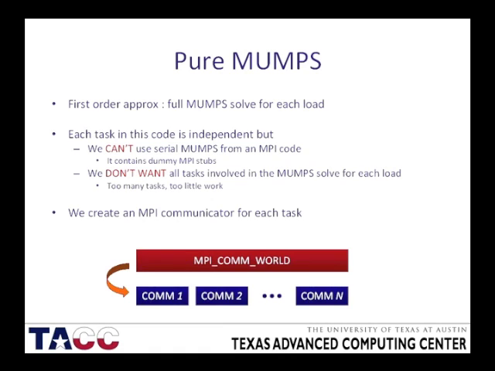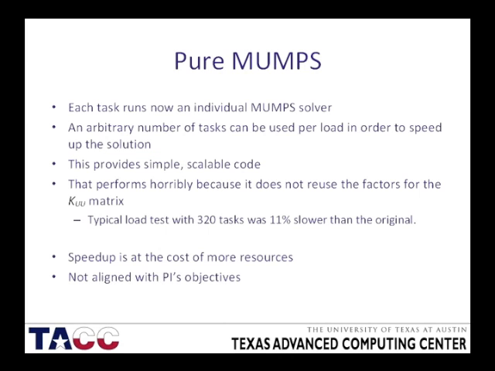So what we did was just to do a little trick. We created an MPI communicator for each task, and we told MUMPS that its whole MPI comm world was now reduced to a single task for that MPI communicator, and MUMPS was actually very happy to solve the problem doing this.